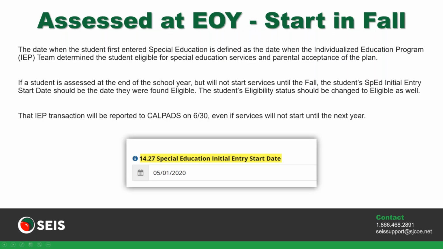For students that are assessed at the end of the school year, but they will not start until the fall, CASEMIS days are long in the past of where you would keep the student pending or project out the initial start date to next year so they wouldn't be pulled into the CASEMIS report. That is not the case any longer. When the meeting is held and eligibility is determined and agreed upon, that is the start date for the student, even if they are not going to start until the fall. So if the student was assessed today, they're found eligible, everybody agrees, today is their initial start date. So that is the date that you would use in this field.